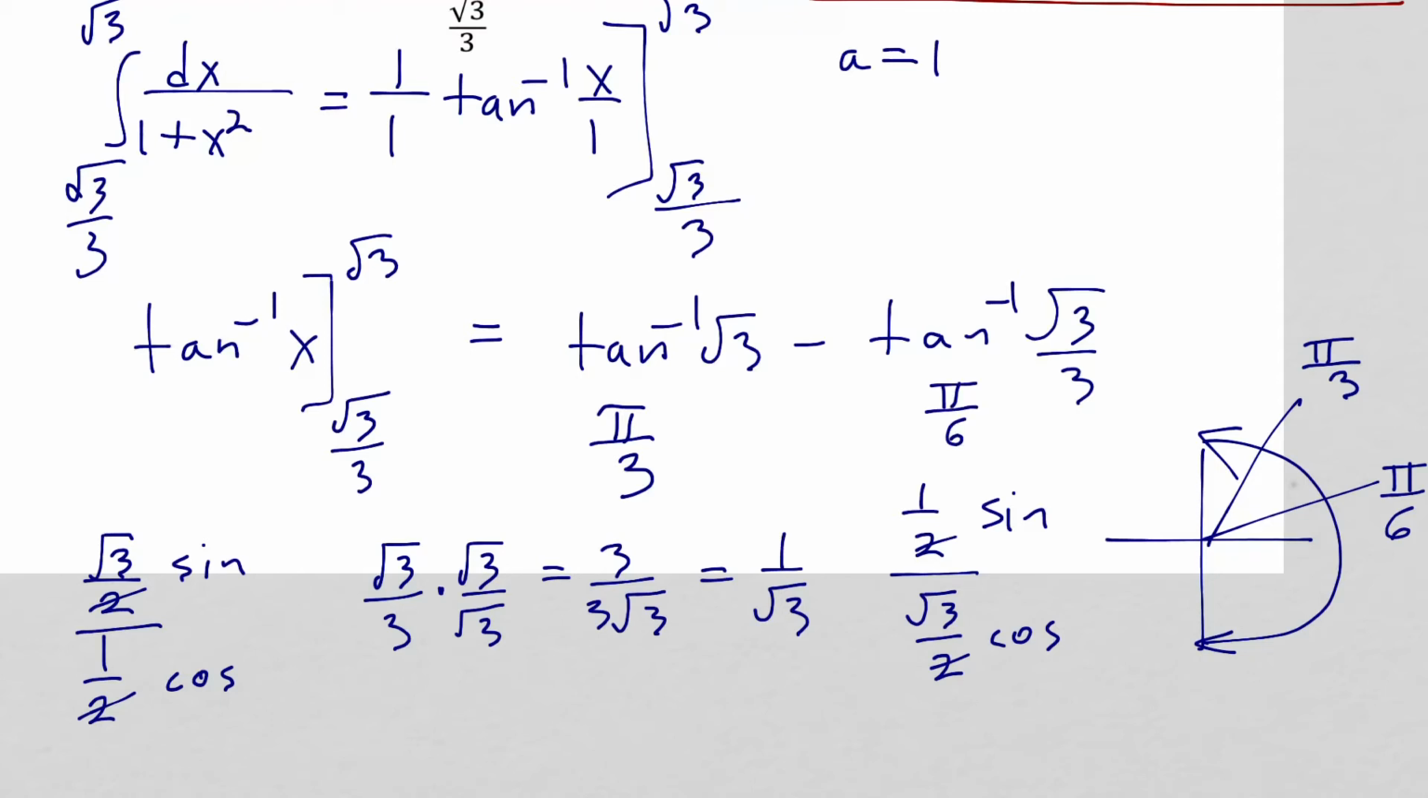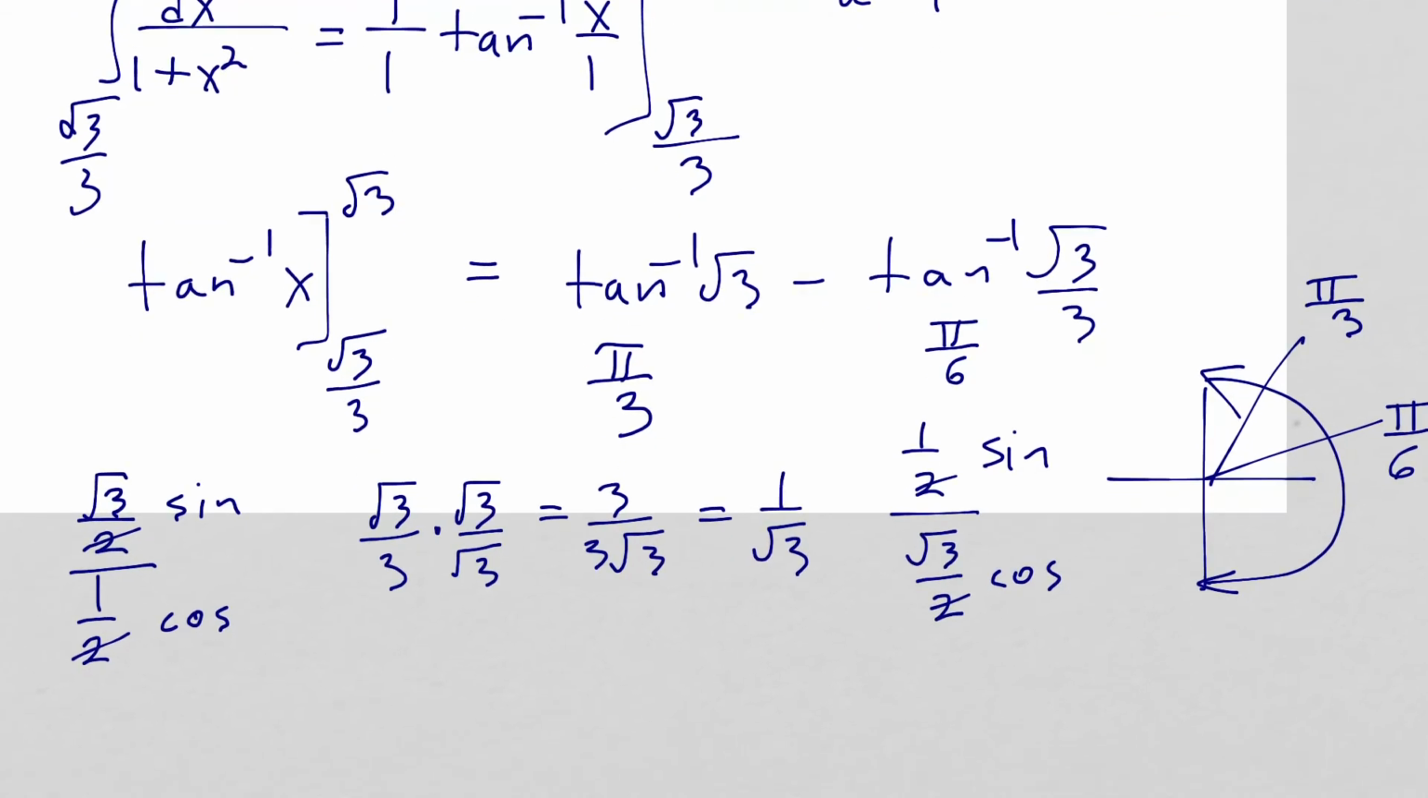All right, so now let's perform that subtraction. So I've got pi over 3 minus pi over 6. So that's 2 pi over 6 minus 1 pi over 6. So the answer is pi over 6.